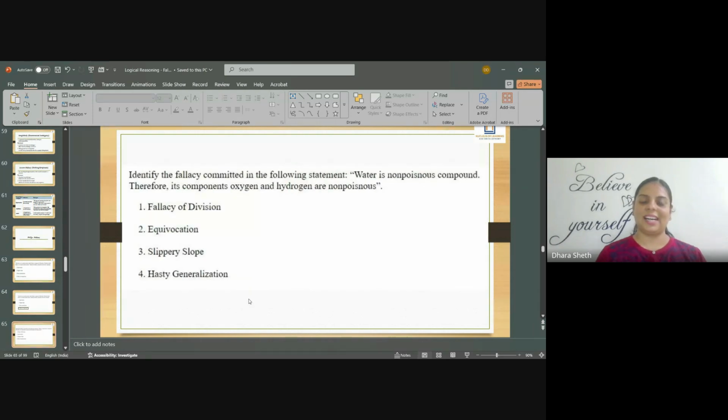Next. Identify the fallacy. These are all previous year questions from the last few years, so these have been asked. Identify the fallacy committed in the following statement. Water is a non-poisonous compound. Therefore, its components, oxygen and hydrogen, are non-poisonous. This is the fallacy of what kind? Fallacy of division, equivocation, slippery slope, hasty generalization.